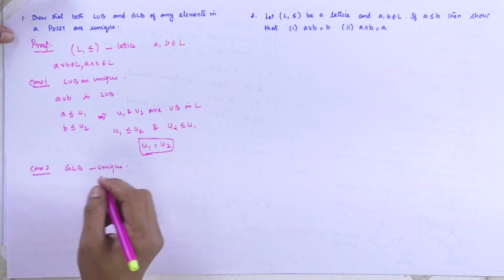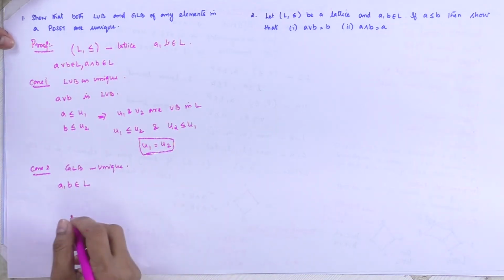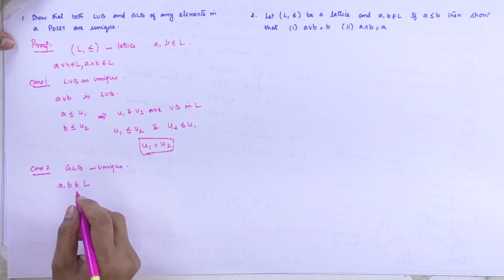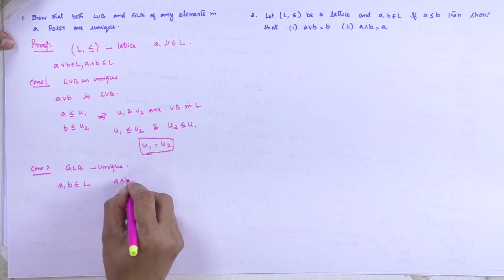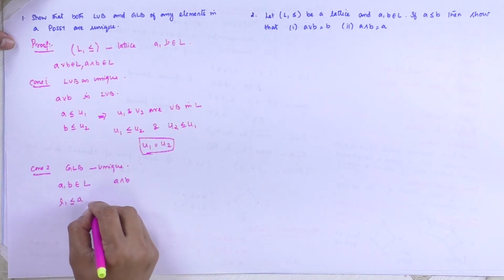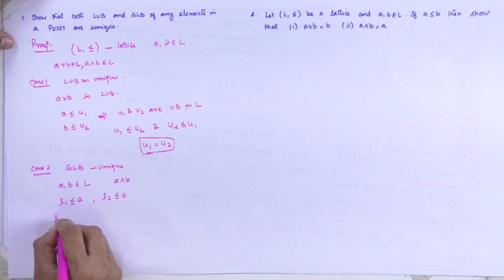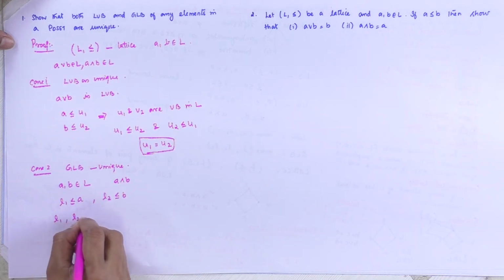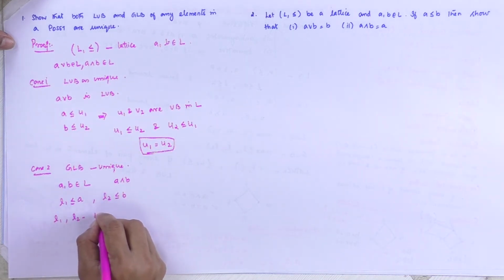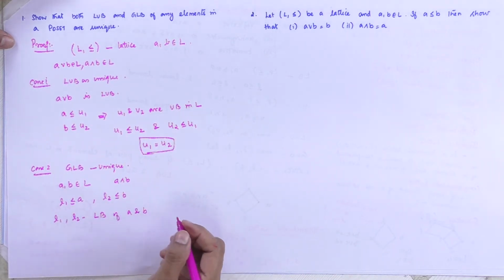How do I say that? Let A, B belong to the lattice L. For the lower bounds of A and B, let L1 be less than or equal to A and L2 be less than or equal to B. Therefore, L1 and L2 are lower bounds of A and B.